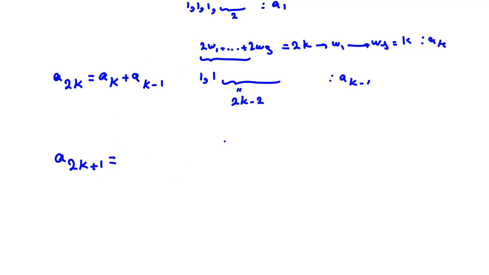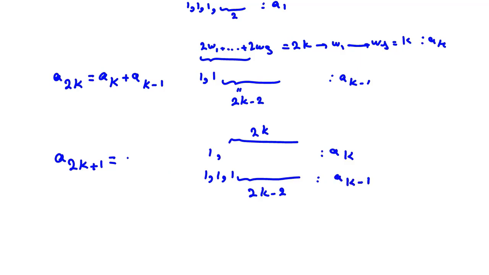Okay, when it is 2K plus 1, the number of ones will be 1 or 3. And here, if you do the sum, it will be 2K. So if you divide by 2, it will be AK. Here, it will be 2K minus 2. Because the whole weight is 2K plus 1, it will be 2K minus 2, so it will be AK minus 1. So it is AK plus AK minus 1.